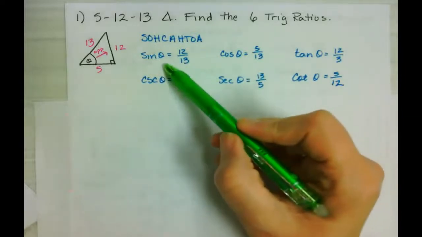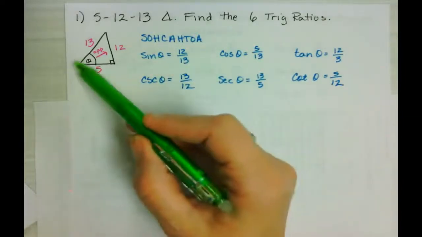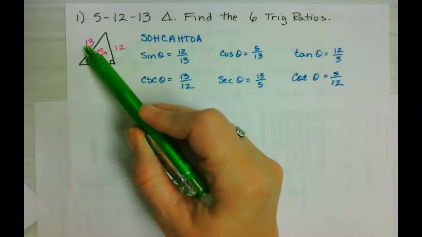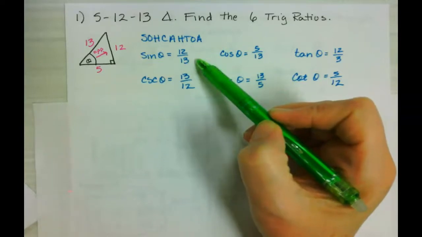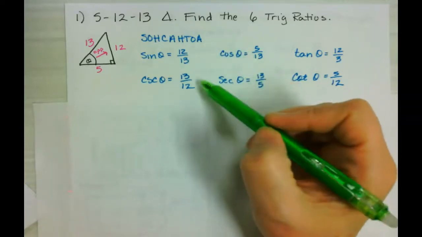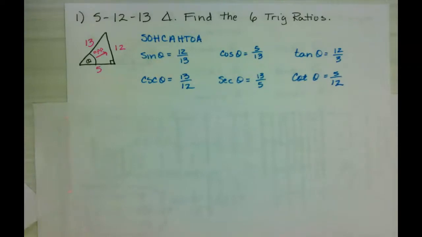So when I do sine, which is opposite over hypotenuse, so from this angle, opposite over hypotenuse, that's where I get my 12/13. And because I know that the cosecant is its reciprocal, then I can turn that fraction upside down and I don't have to calculate it. I just know what the cosecant ratio is.